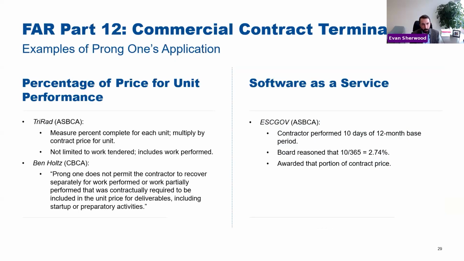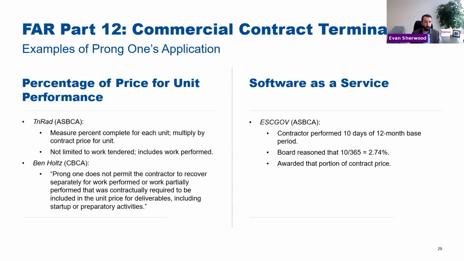Okay, sounds easy. How do you apply that? Well, it depends on the type of contract that you have at issue. If you have unit prices and you have units, like you're manufacturing a product and you have unit prices for those products, the ASBCA has said you can measure the percentage of completion for each unit and multiply that by the contract price. So if you have 10 units that are halfway done, and those 10 units had a price of $10 on each one, and they're halfway done, well, then you would claim $50, right? You're 50% of the way through those units.